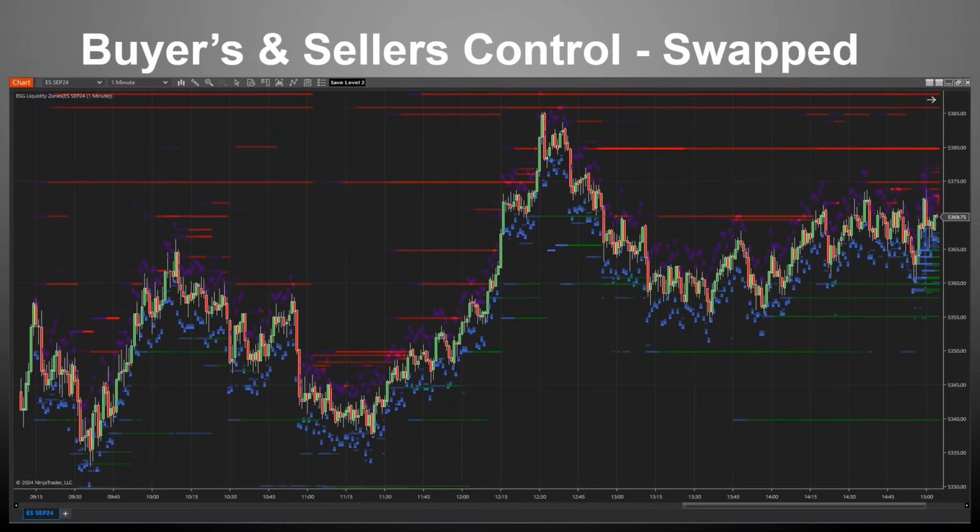Okay, I hear 13. Well, you guys are on the point. 13, yes. Why? Buyer's control was broken and then went back and retested, and then the seller's control was established right here. So this is the trade opportunity.